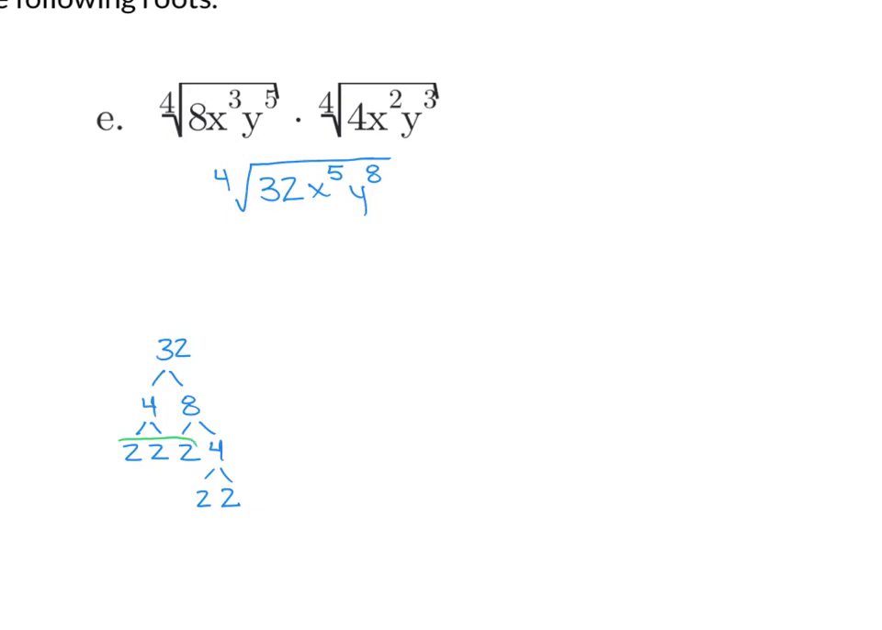So if I look for a group of 4 2's, we do have one of those right here. That means that I can pull out 1 2, and inside I am going to leave 1 2.